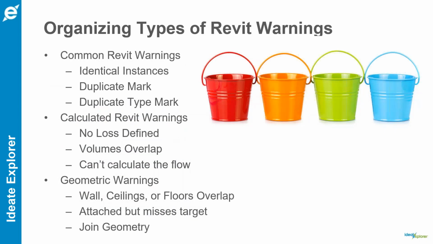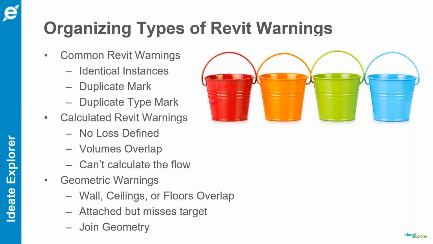So there are many types, as I said, 915 types of warnings, but what we've done is organize them into classifications. We have common Revit warnings like identical instances, duplicate marks, duplicate type marks. We have calculated Revit warnings, which for engineers can be very important. Things like the volumes of the room overlap or the volumes of the spaces, can't calculate flow within the system, no loss defined. Then there's also geometric type warnings of modeling. So, when it comes to walls and ceilings overlap, or maybe a wall or a system misses the target, joining geometry. So, these are just classifications that we've come up with.